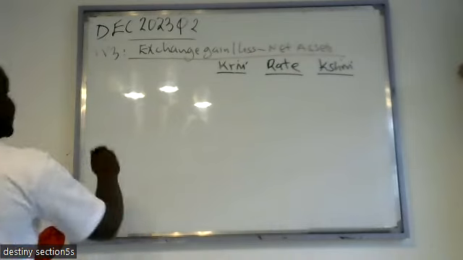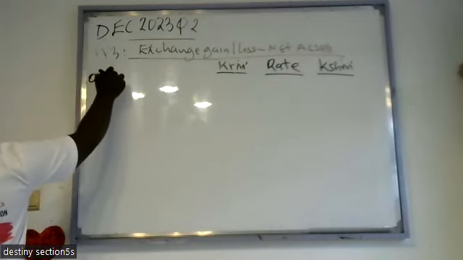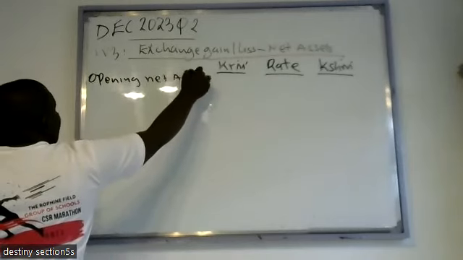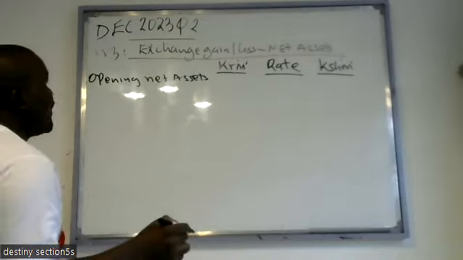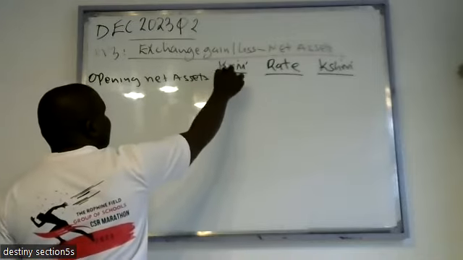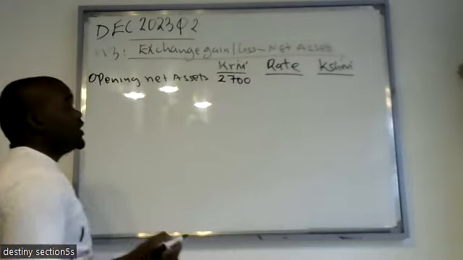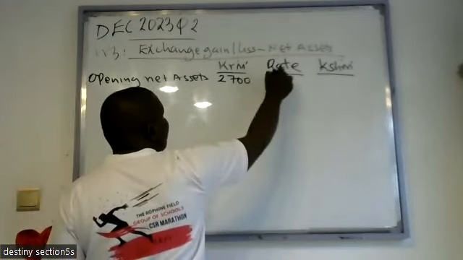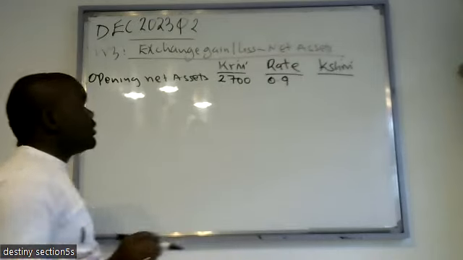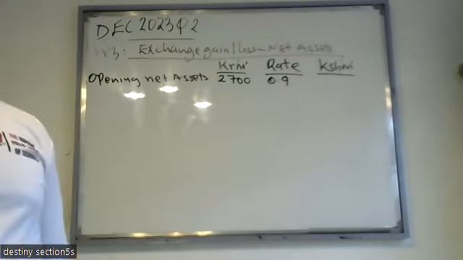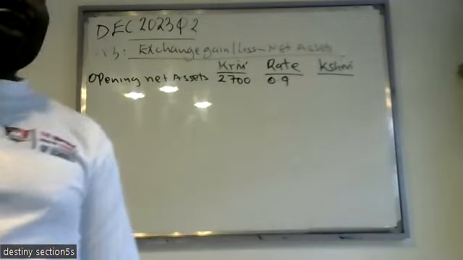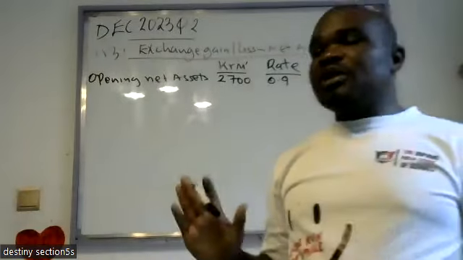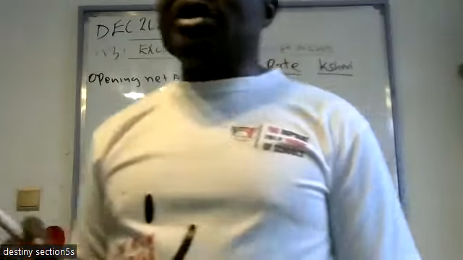So opening net assets was 2,700, which we were given there in crowns. The exchange rate opening was 0.9. So can you bring that to Kenya shillings? Let's be faster. I have a target here of 7:30 to finish another working. Then the remaining 20 minutes, presentation, so that we finish this question. I can't leave it hanging.